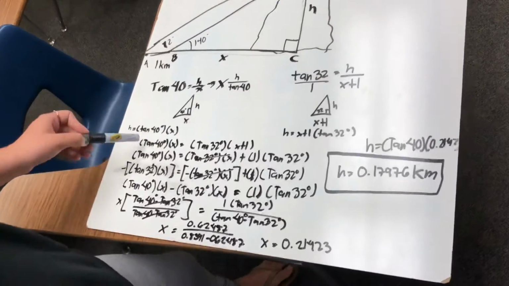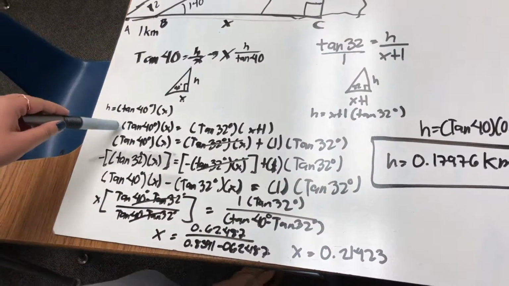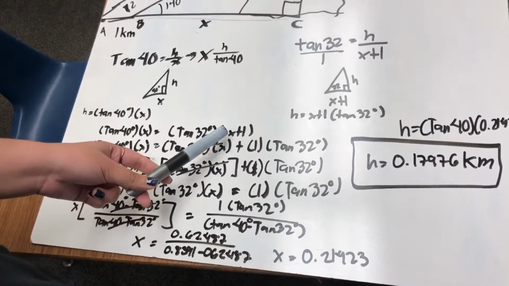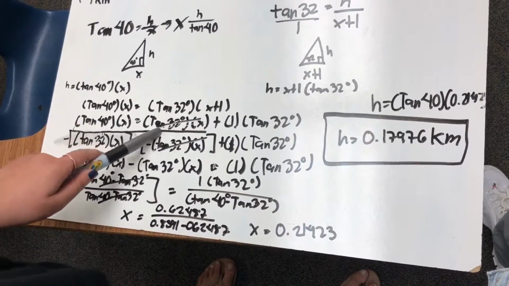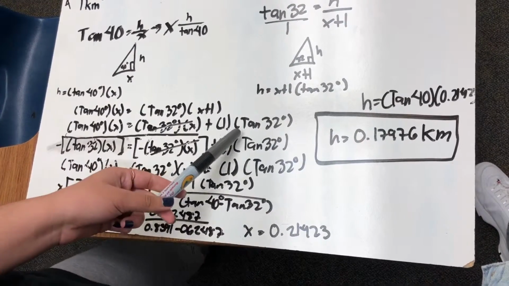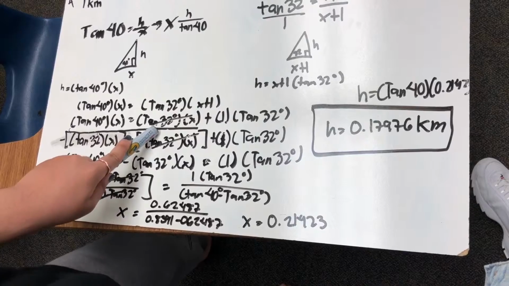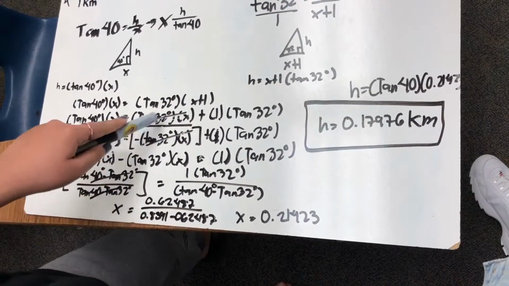And when we work out the problem, we basically combine both triangles to equal each other. So we put tangent of 40 degrees times x equals tangent of 32 degrees times parentheses x plus 1. And it turns into tangent of 40 degrees times x, which equals tangent of 32 degrees times x plus 1. And what you have to do is subtract tangent of 32 times x from this side, and these cancel out because you just subtracted it.